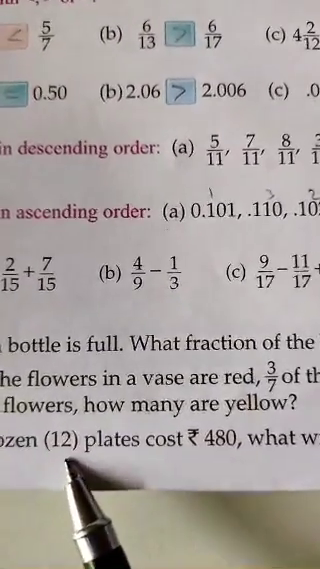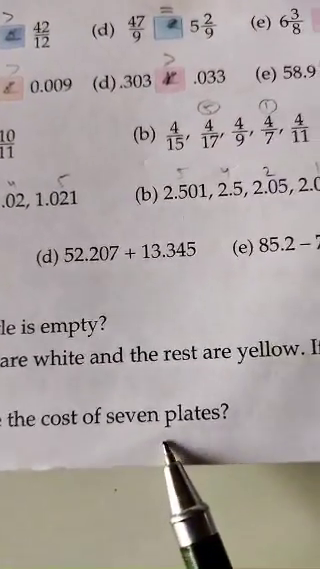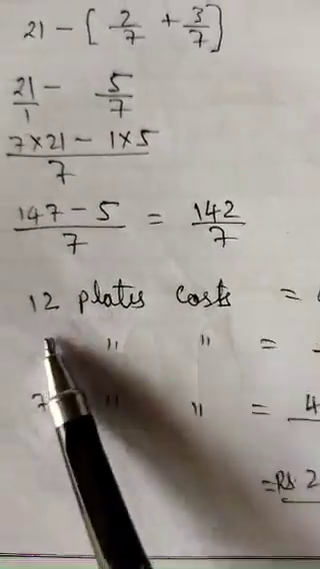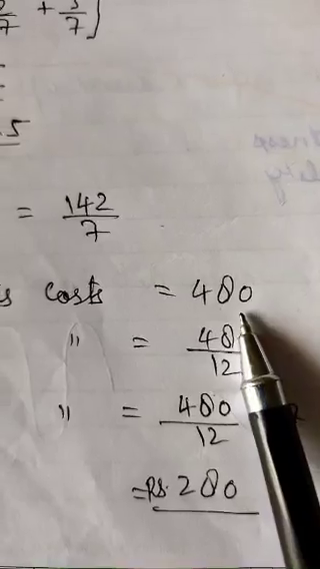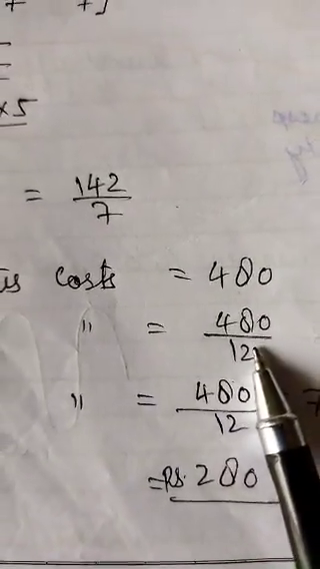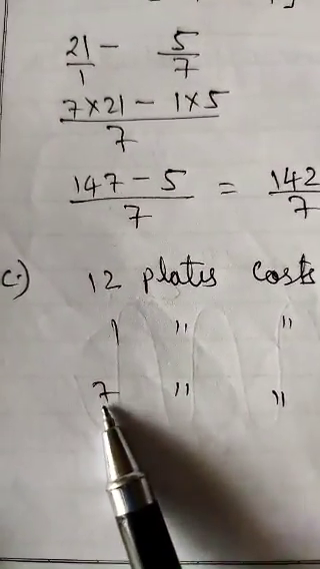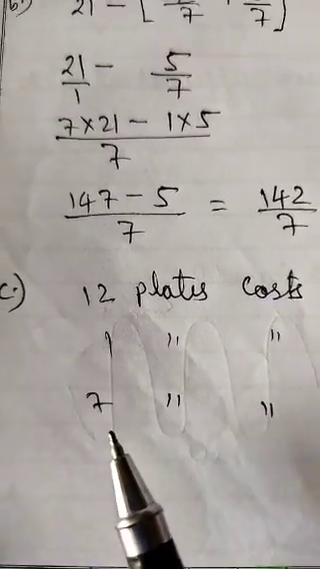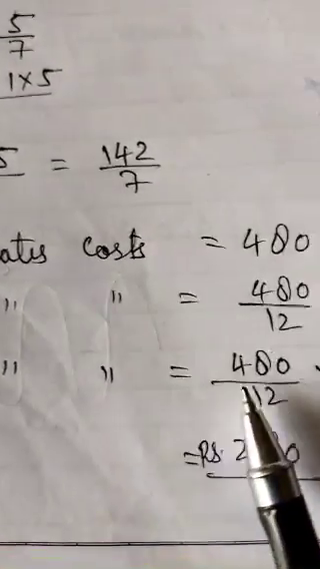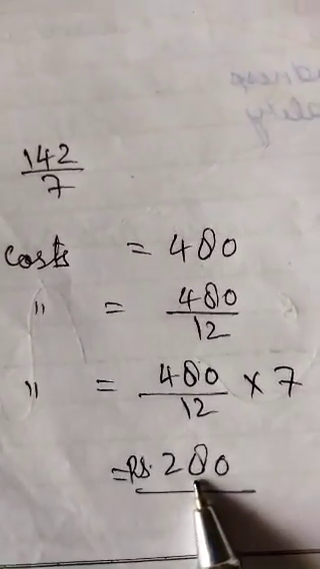Now next, C part. If a dozen, that means 12 plates, cost rupees 480, then what will be the cost of 7 plates? So this question is done like this: 12 plates cost rupees 480. Then for 1 plate, you all know we have to divide. So we will divide this for 1 plate. Then the question is asking for 7 plates. 7 is more. If you need to find out the more number of plates, then you have to multiply. So we will multiply this by 7. And after solving this, you will get 280 as the answer.